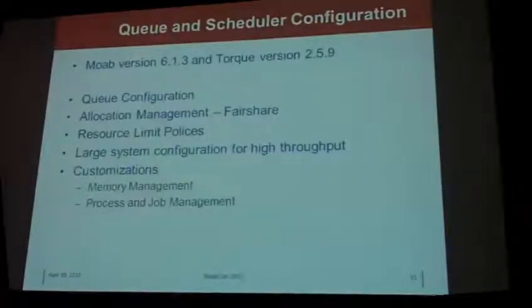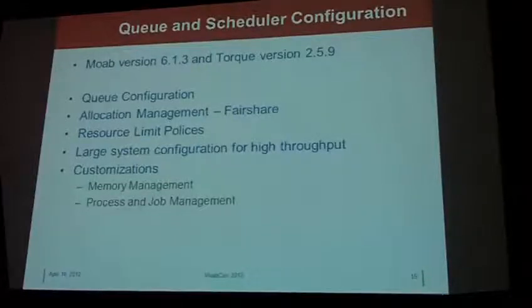Now, in terms of the queue and scheduler configuration, this pulls upon the information from David and Jason, but right now in our environment, we're using Moab 6.13 and Torque 259, so it's certainly not the latest and greatest in terms of the recent releases, but it's been a major step forward for us compared to the previous version that we were running in October of last year. And I'll touch on some of the benefits that have come from that.